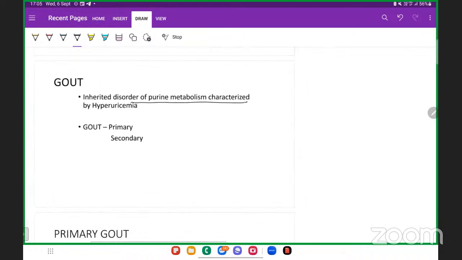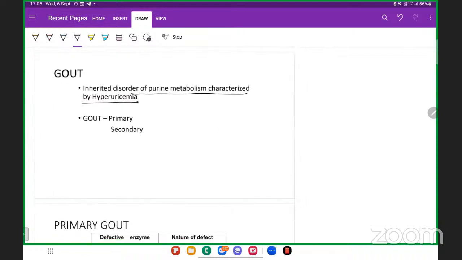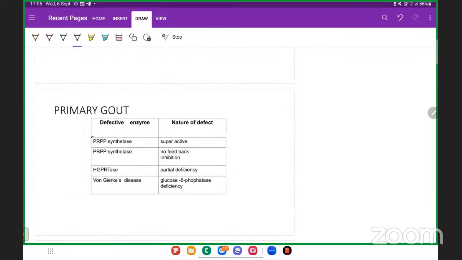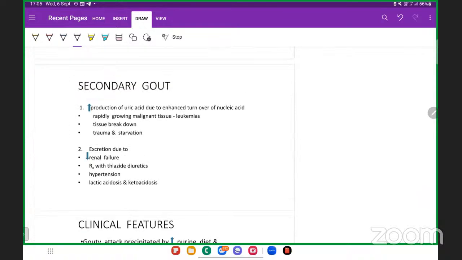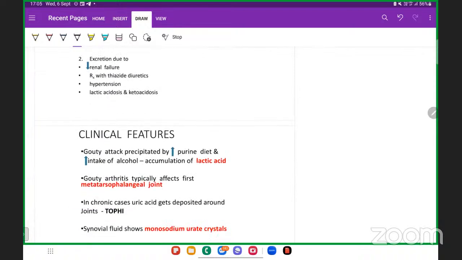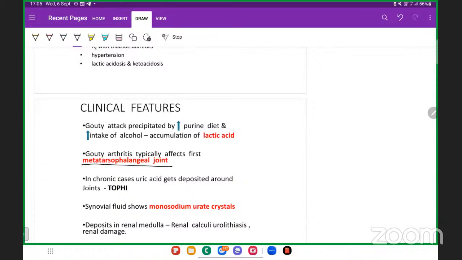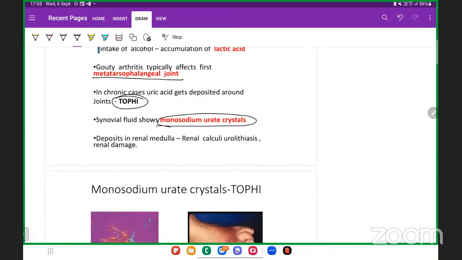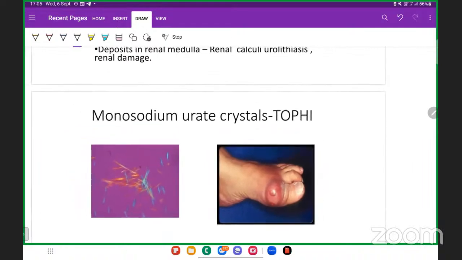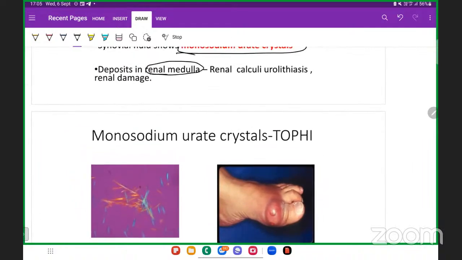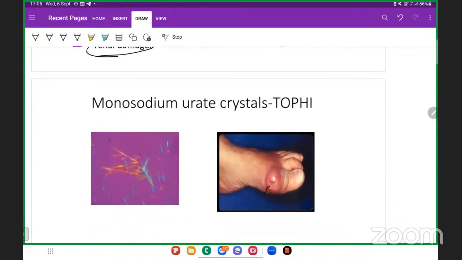Gout is an inherited disorder of purine metabolism characterized by hyperuricemia. You have primary and secondary. The enzymes which can be a problem are PRPP synthetase and HGPRTase. So all these things. Now I told you how secondary gout occurs. What are the clinical features? In the clinical features, in the metatarsophalangeal joints you will have uric acid deposition, that is called tophi, and in the synovial fluid you have monosodium urate crystals. These monosodium urate crystals can be demonstrated like this. When it deposits in the renal medulla, renal calculi or renal damage can occur. Can you see it? This is how your gout will present.